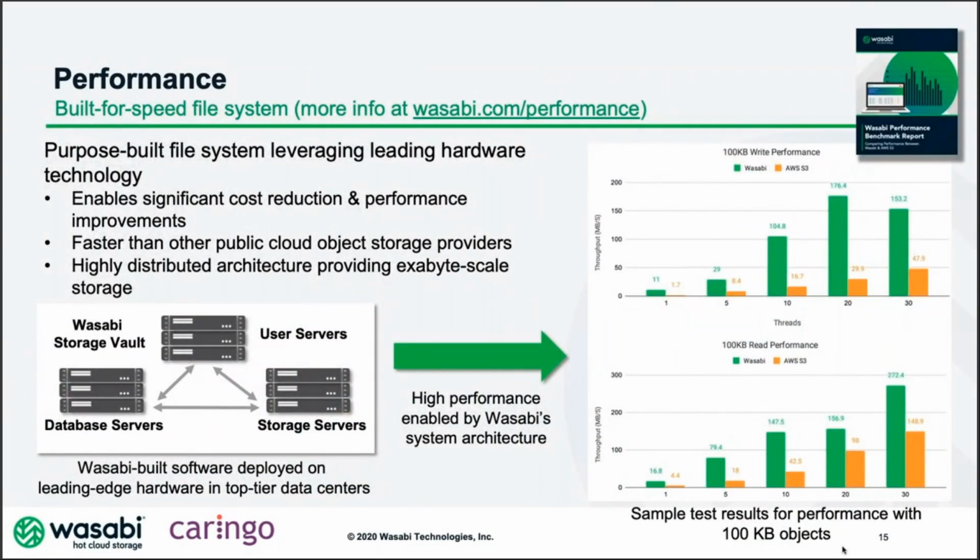Now, I mentioned performance. Wasabi has a distributed storage architecture that provides better performance than you're going to see on AWS S3, Azure, or IBM. I'm not talking about the Glacier or Archive type performance. I'm talking hot performance. S3, Azure Blob Hot. We distribute our functions across 3 different types of servers. There's the user server that terminates the S3 connections.